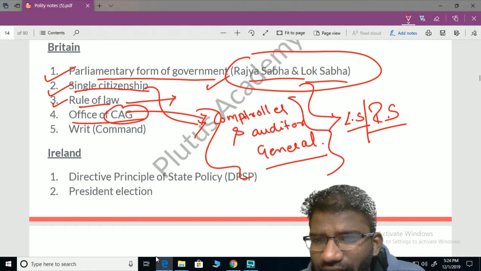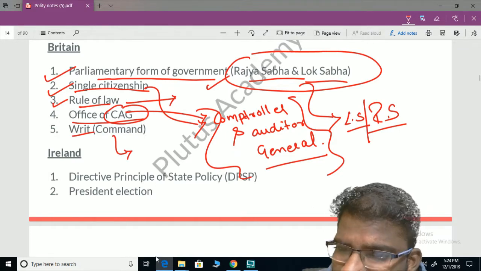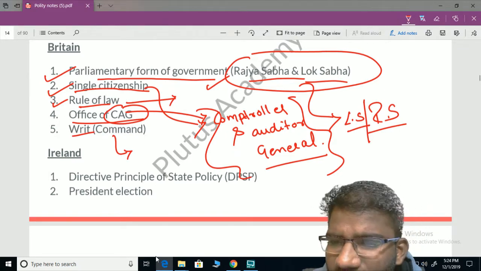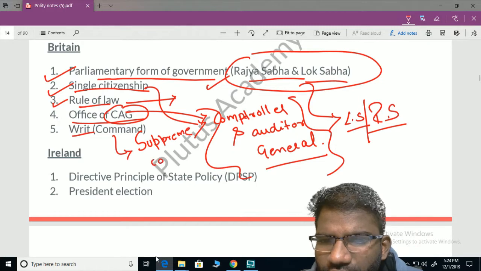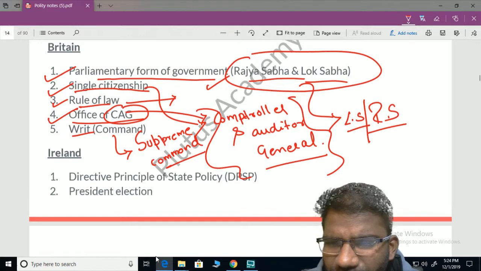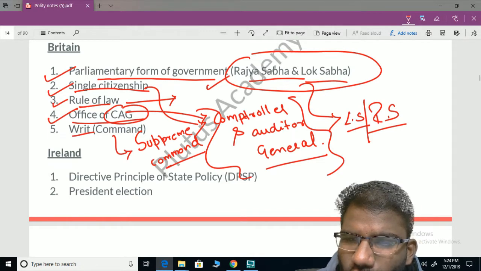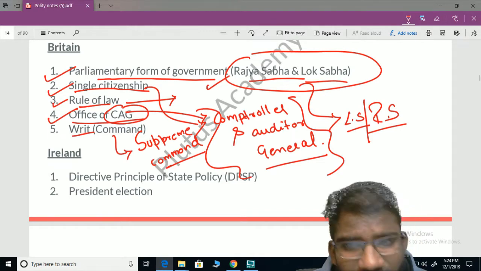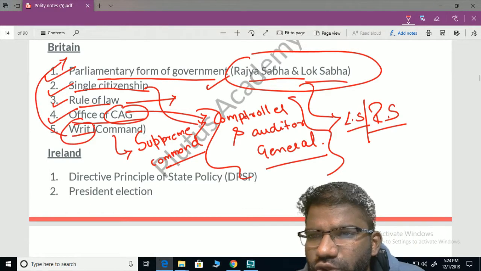And the final point is writ. Now I won't tell you about writ in detail because I will explain it in detail in coming classes. Writ is just a supreme command or a command of court. There are five writs we have to study: habeas corpus, mandamus, quo warranto, writ of prohibition and certiorari. We will analyze these in detail, but the concept of writ has been taken from the Constitution of Britain.